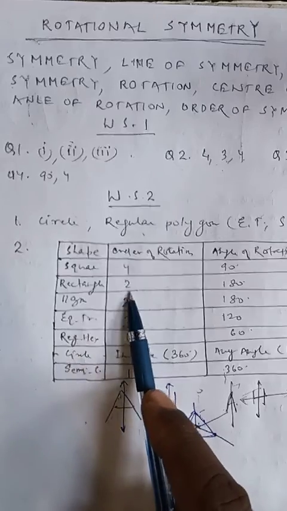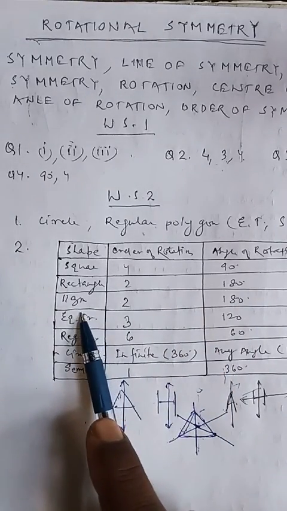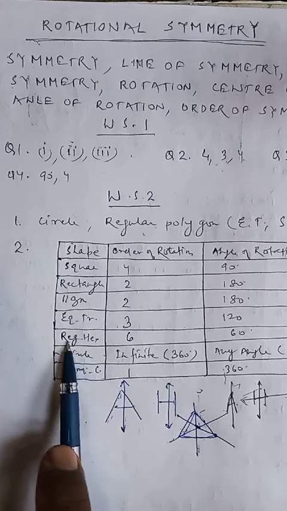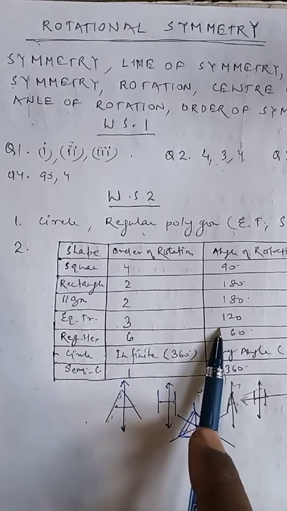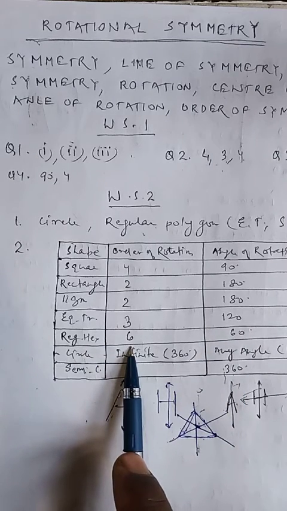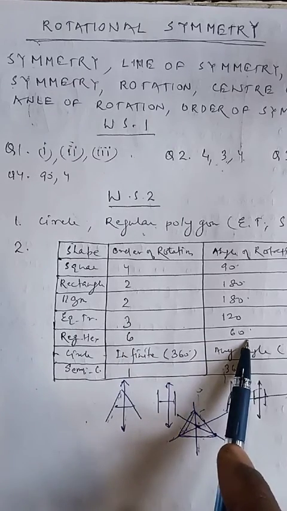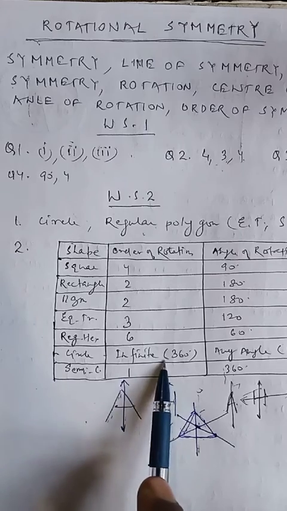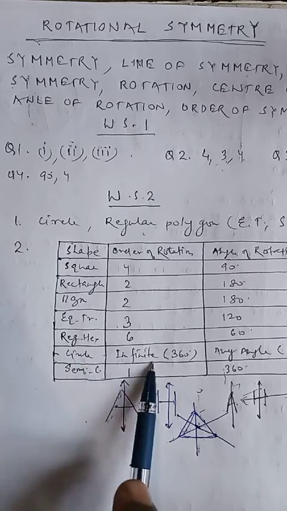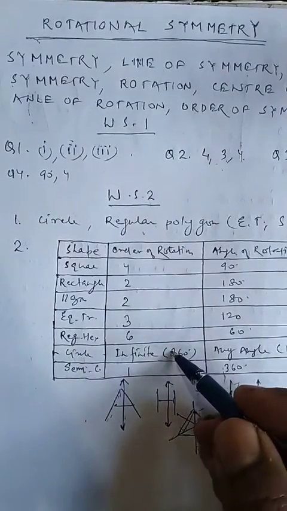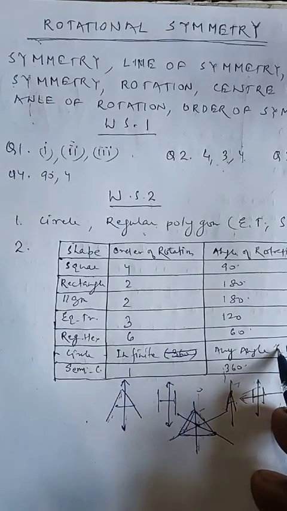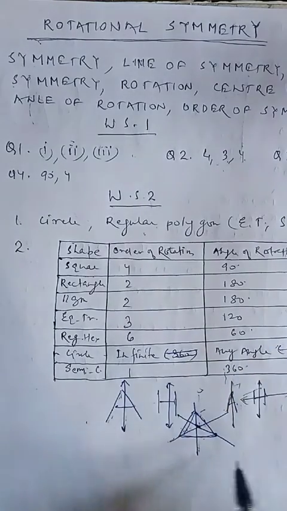For a rectangle, the order of rotation is 2 and the angle of rotation is 180 degrees. For a parallelogram also, the order of rotation is 2 and the angle of rotation is 180 degrees. For an equilateral triangle, the order of rotation is 3 and the angle of rotation is 120 degrees. For a regular hexagon, the order of rotation is 6 and the angle of rotation is 60 degrees. For a circle it is infinite, but I have considered it as 360 degrees. The order of a circle is infinite, you will not write 360, you will write infinite. And the angle of rotation is any angle.